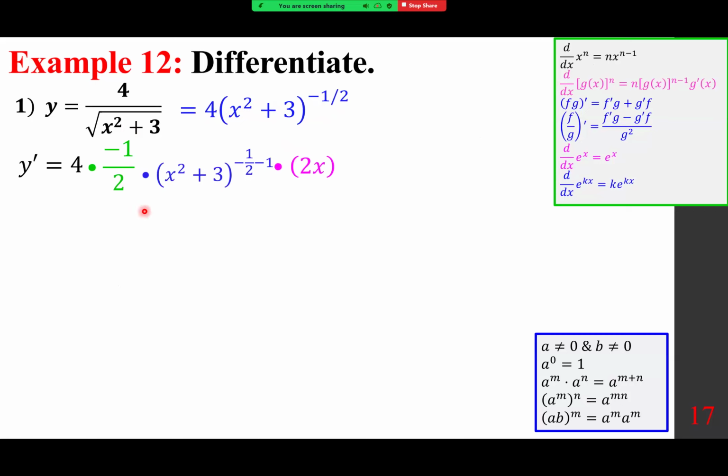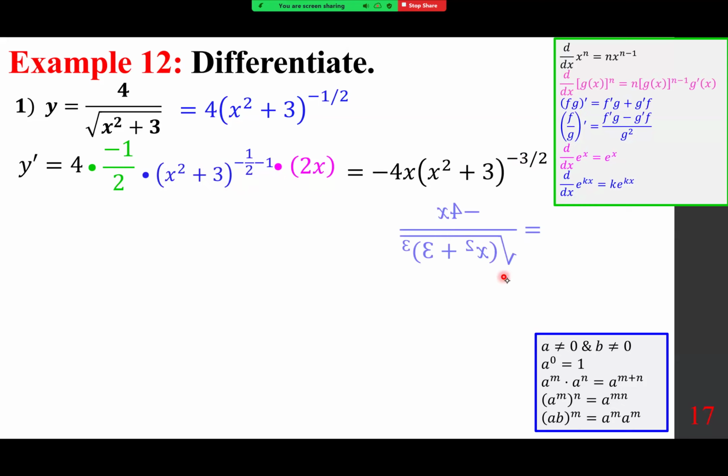4 and -1/2 is -2, and 2 is a 4x with a negative sign. So -4x, the same thing to the power of -3/2. And this goes down, becomes +3/2, or becomes a square root. So -4x square root of x squared plus 3 quantity cubed.